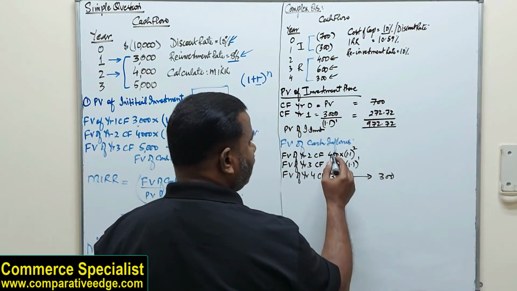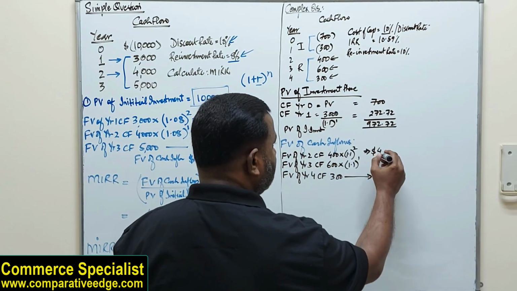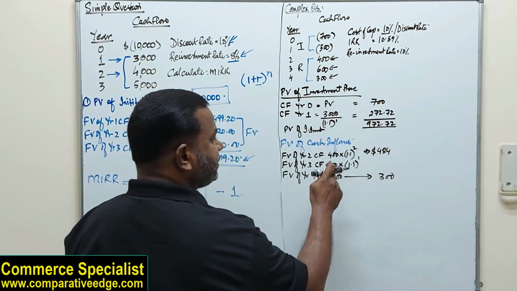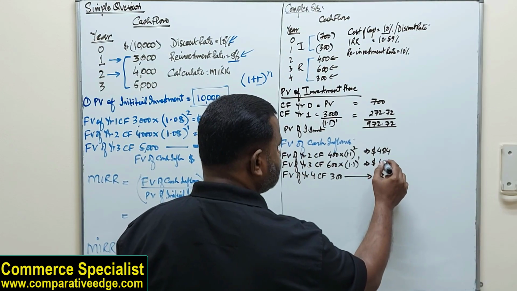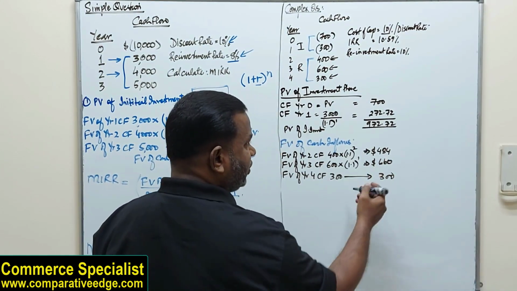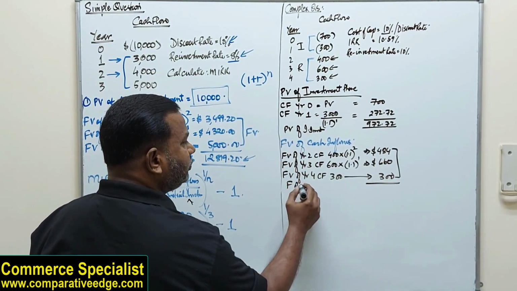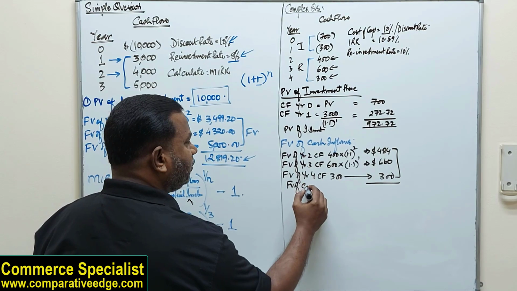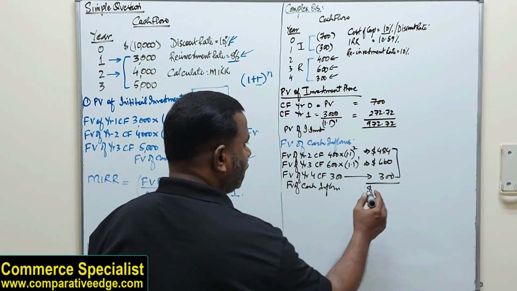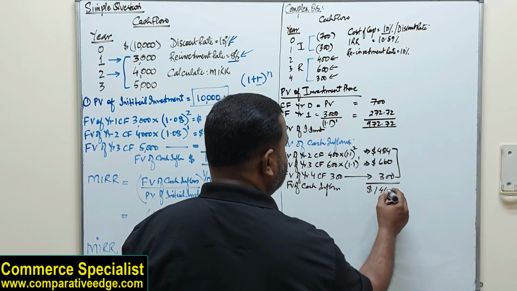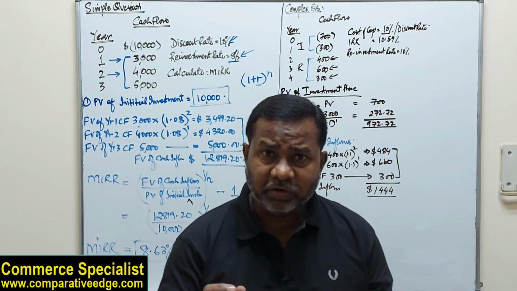So let's see what you get here. 400 into 1.1 power 2 will give you $484. 600 into 1.1 will give you 660, and 300. So let's add all of them. You will get future value of cash inflows, which will come to $1,444.